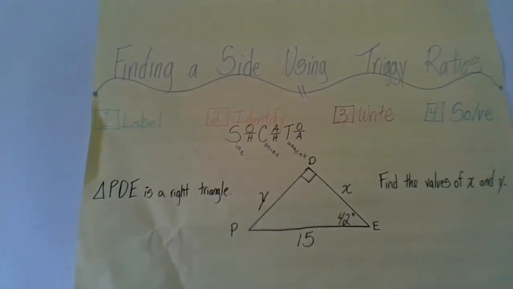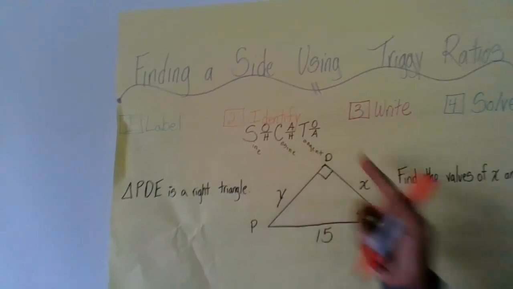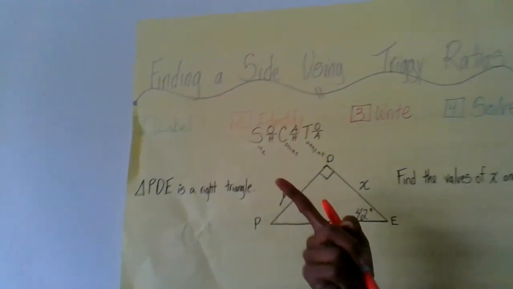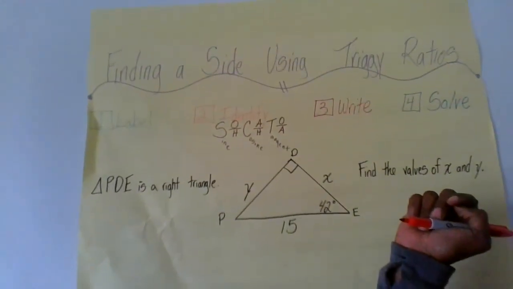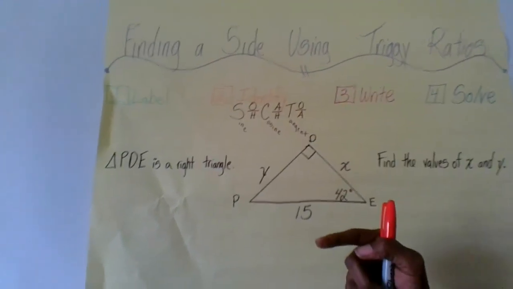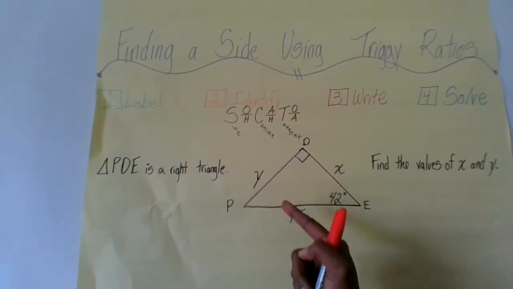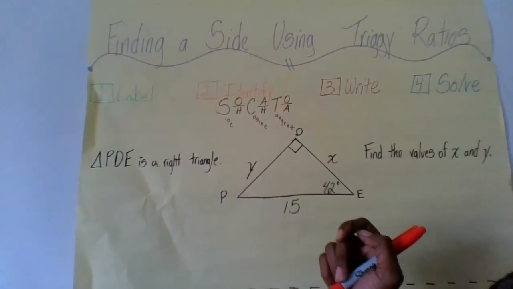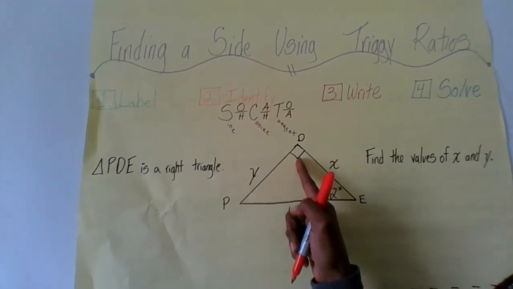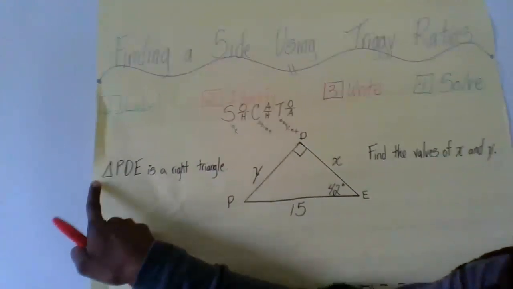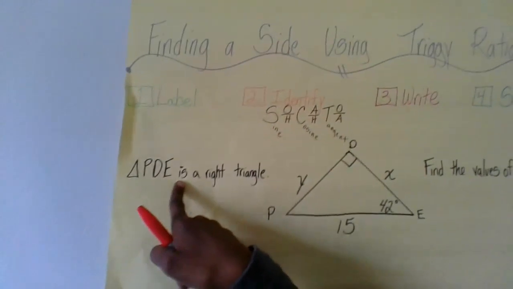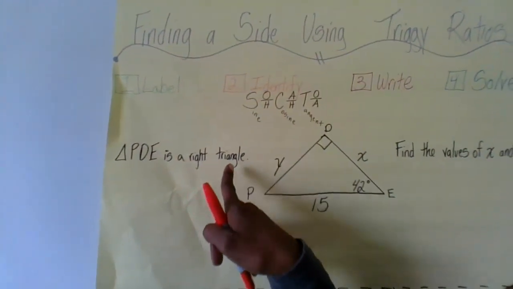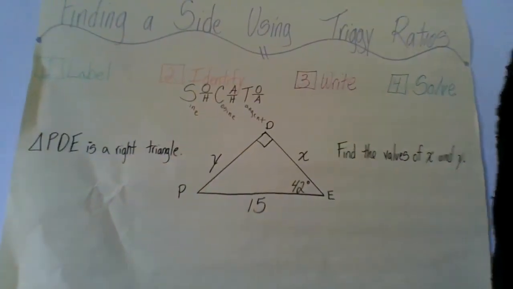If you go through these 4 steps and you know your trig functions, you could use trig to find the missing side of a right triangle. The only time you could use trig is when you have a right triangle. So let's look at this one here. Oh, I know it's right because of that 90-degree angle. And it says here, triangle PDE is a right triangle. So since it is a right triangle, we could either use trig or the Pythagorean theorem.